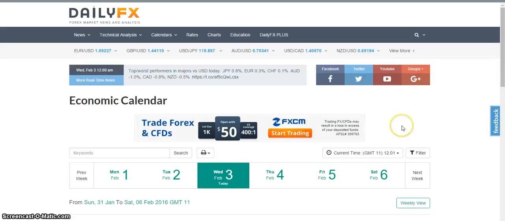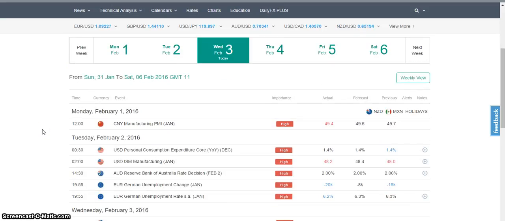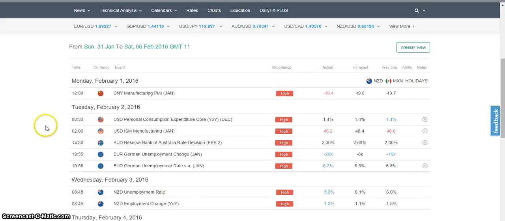So here we have the daily FX calendar. What you need to do is just filter on the high important news only, and then change your GMT time to your local GMT time, and we're using +11 for Eastern States in Australia. What we have it on is a weekly view, so we can see what's happened in the beginning of the week and what's going to happen towards the end of the week.